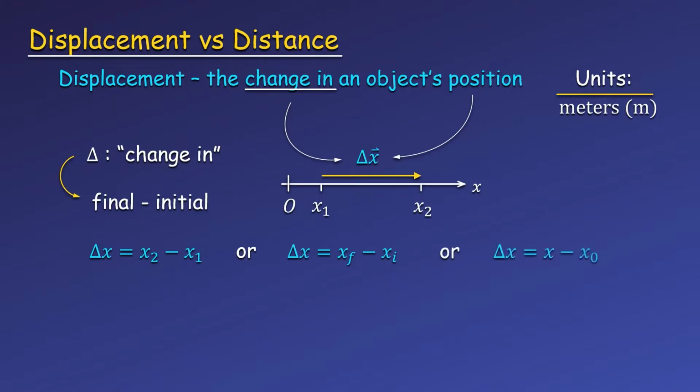And a final way to write this would be x minus x naught, naught meaning 0. The 0 here refers to the position when time is 0, which is when we usually start the imaginary clock we use to describe motion. Then x is just the position at some later time, and we still often call this the final position.